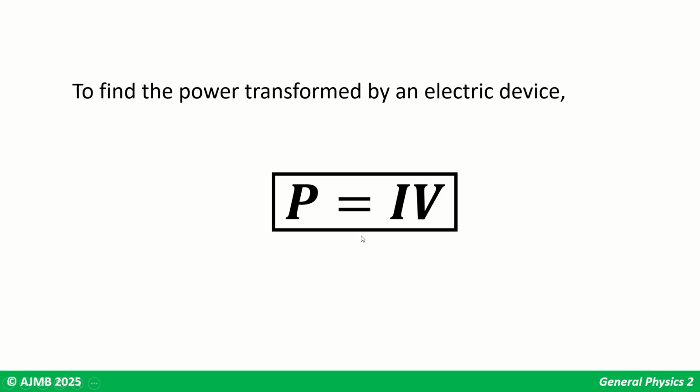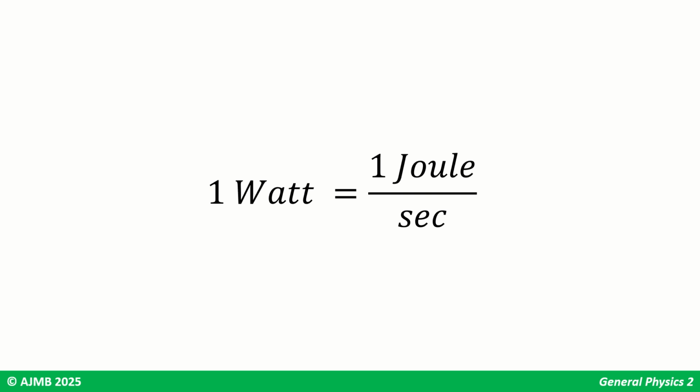If you want to compute for the power that is transformed when we use our electrical devices, what equation we can use is P is equal to I times V. So power is equal to the product of current and voltage. Power is measured in terms of watts. Watts is just joules per second. So when we compute power, this is just the amount of electrical energy that is transformed to, let's say, thermal energy per unit time.